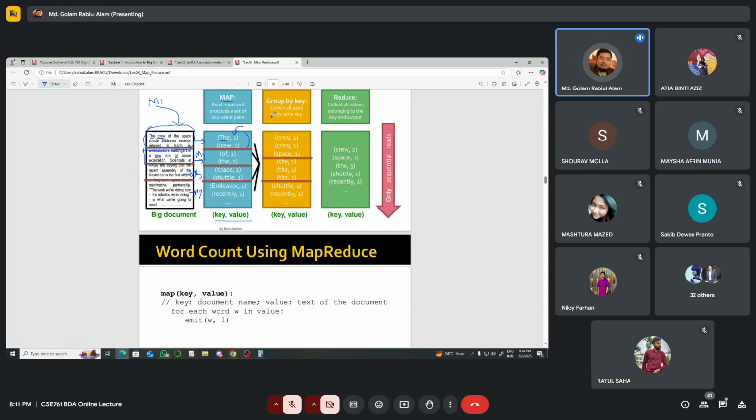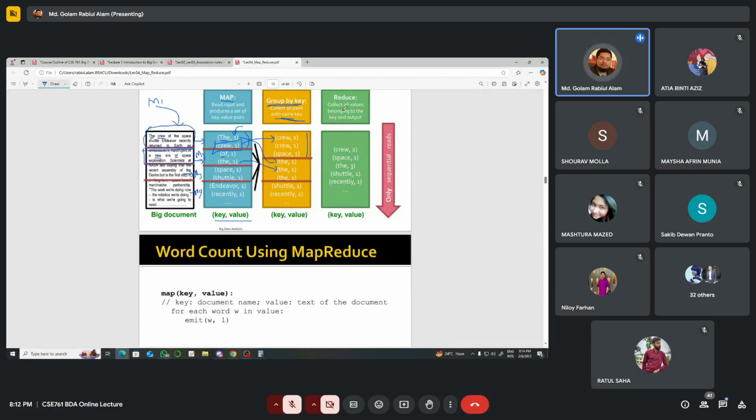After mapping, it will perform the group by key. That means it collects all pairs with the same key. Like here, we can see the crew from this machine, and here is the, and here is also the. So group by means collect all pairs with the same key. It will also produce like this: crew, and then a space, then the. We get this using the group by command.